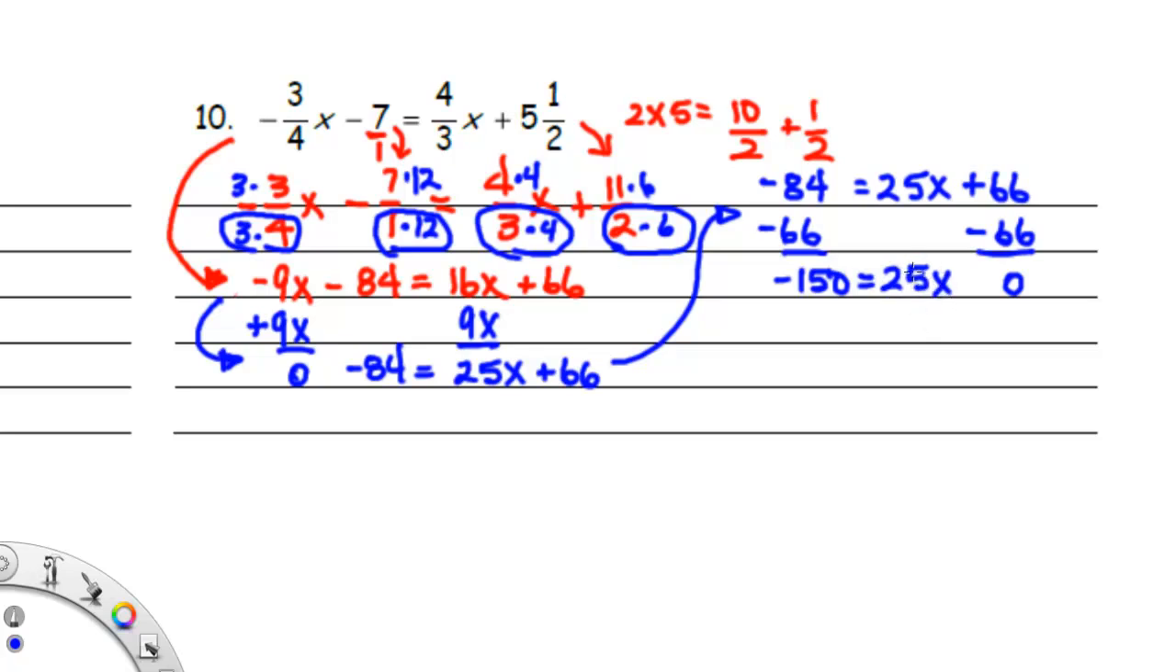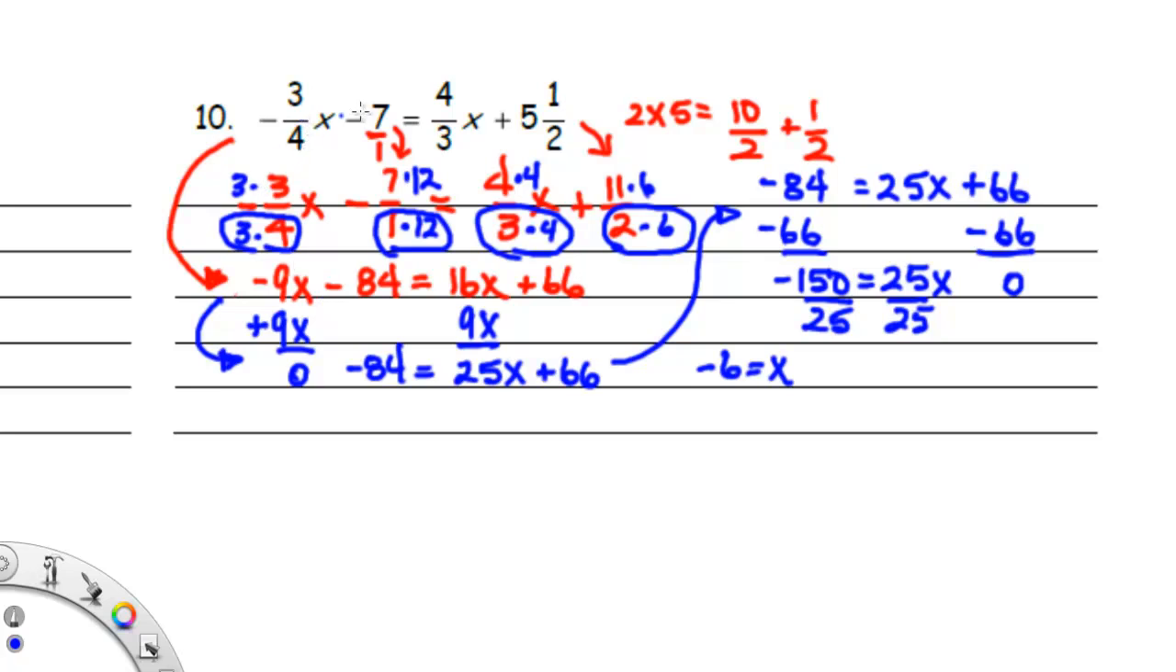Now again, I want the 25x to become a 1. So I know that 25 over 25 is 1. So if I wrote 25 on the bottom there, I have to write it over here. That's division, isn't it? So if I take my calculator, I get negative 150 divided by 25, which is negative 6, so x equals negative 6. So that's our solution there.